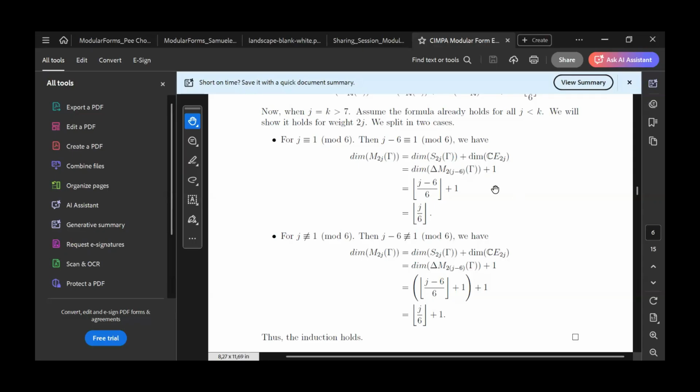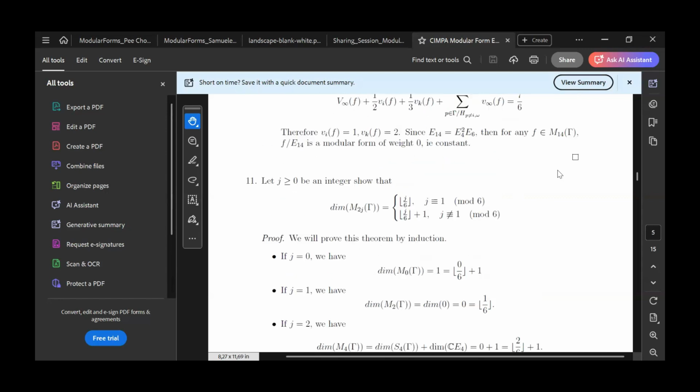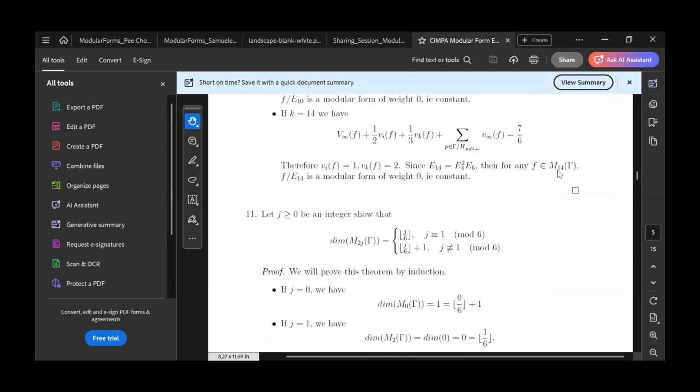This is because this is an induction, so we can just use the properties of it. We can finish the induction. It's not very hard.